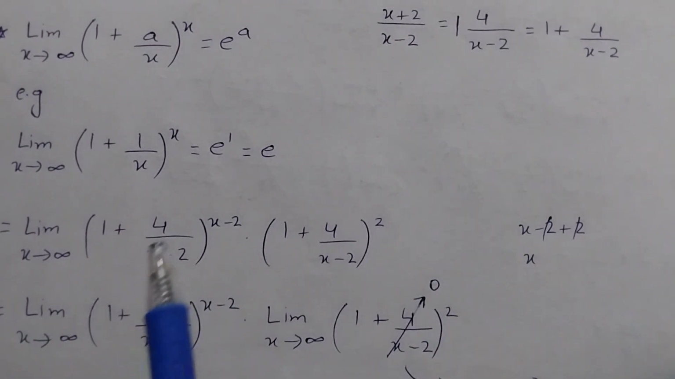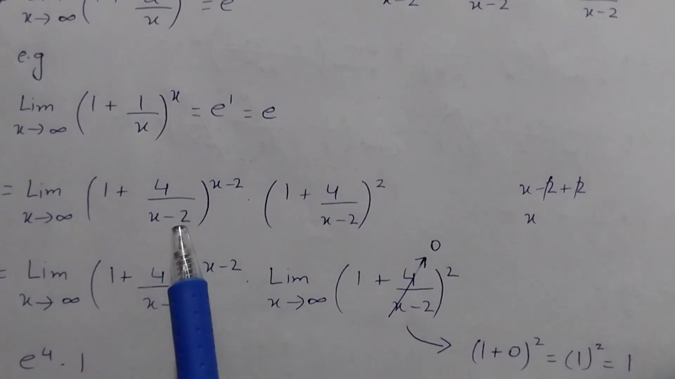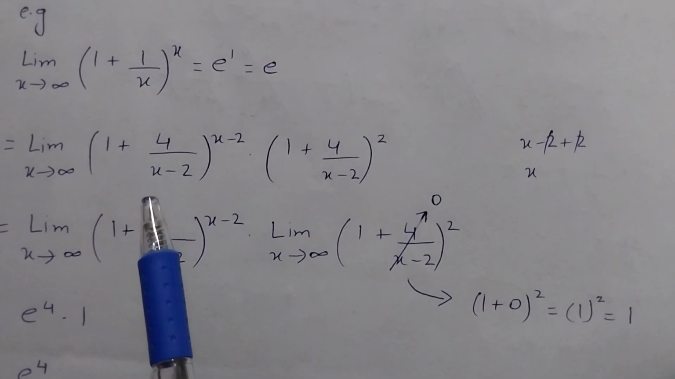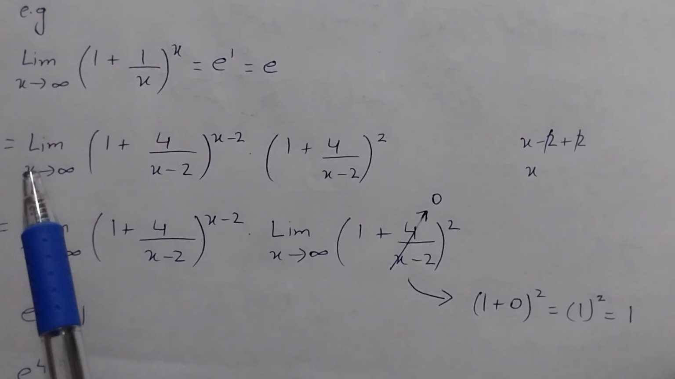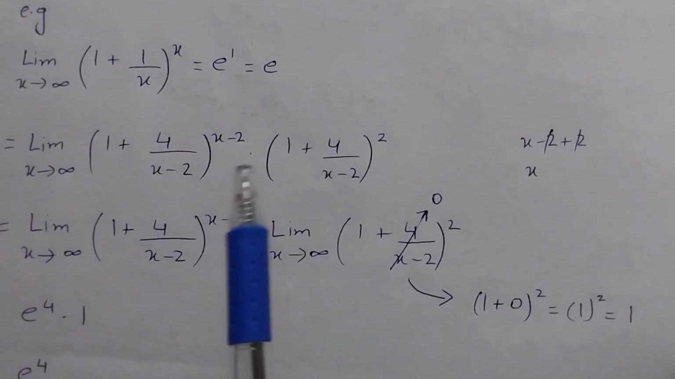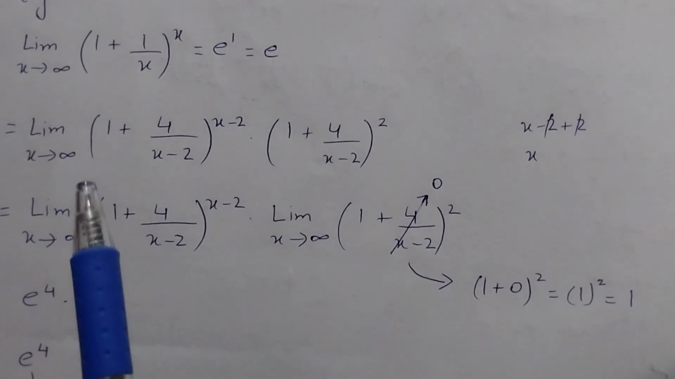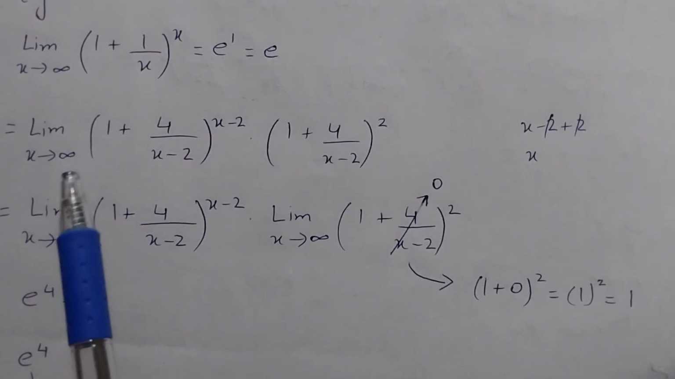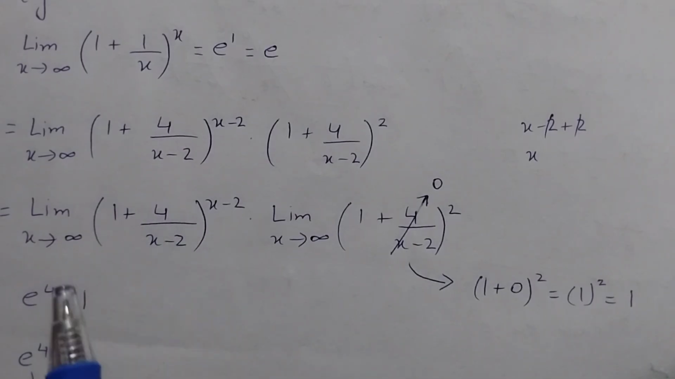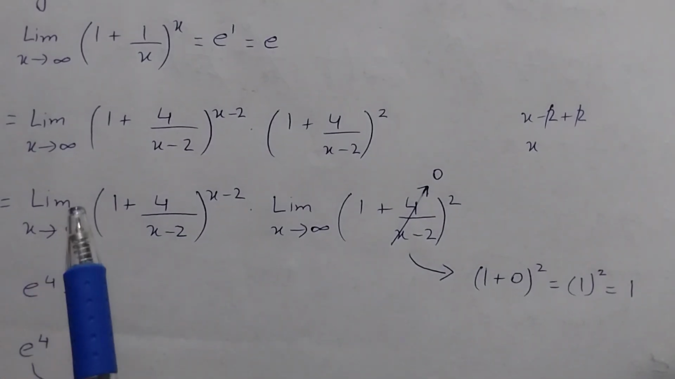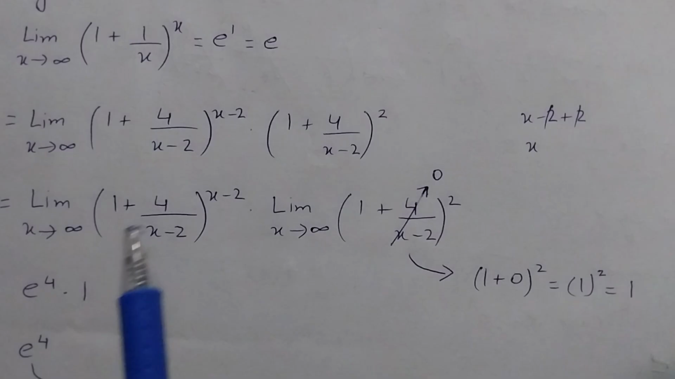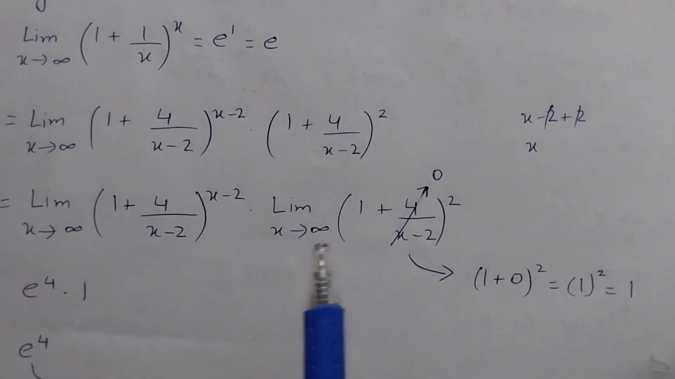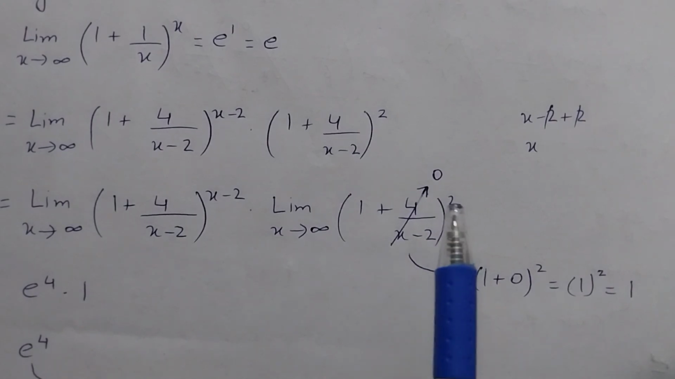So we can write our limit in this form, and we did this because we wanted to use the result. Now a single limit is being applied to a product, and the rule of limits tells us that this can be written as the product of two separate limits. So the limit as x approaches infinity of (1 plus 4 over x minus 2) raised to power x minus 2, times the limit as x approaches infinity of (1 plus 4 over x minus 2) whole squared.